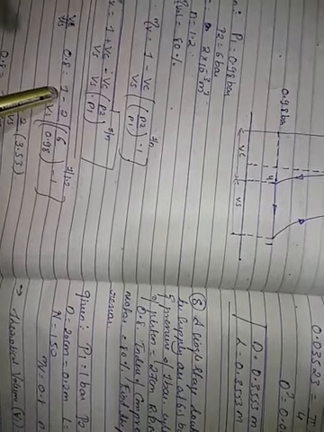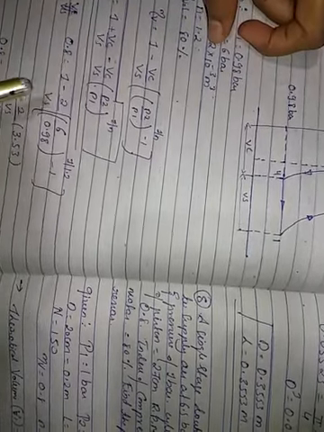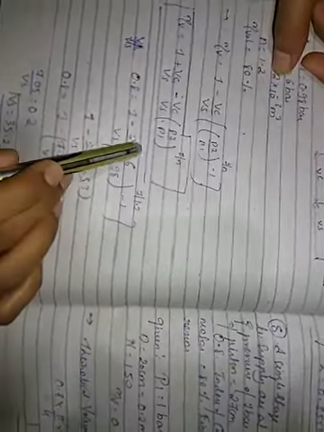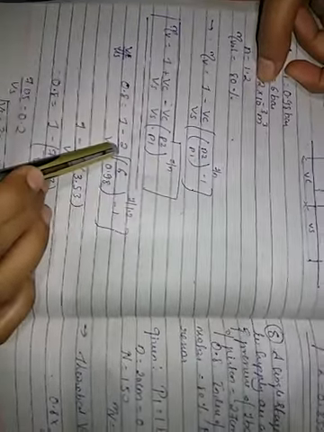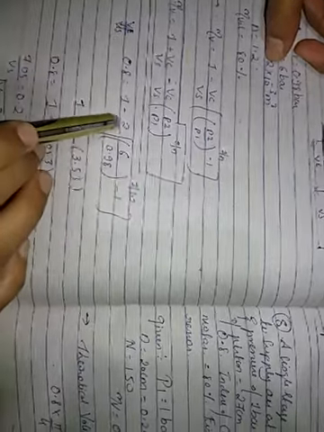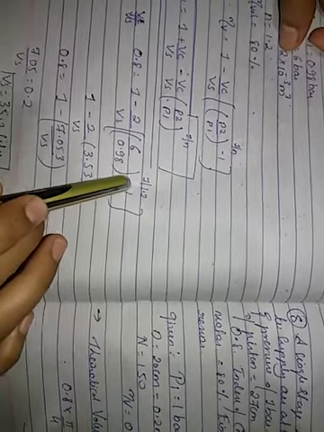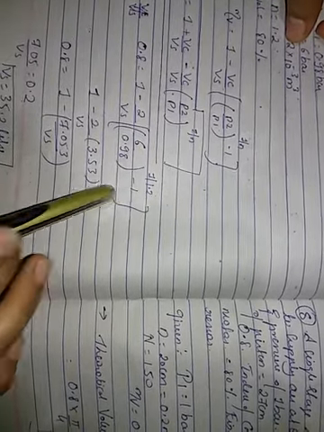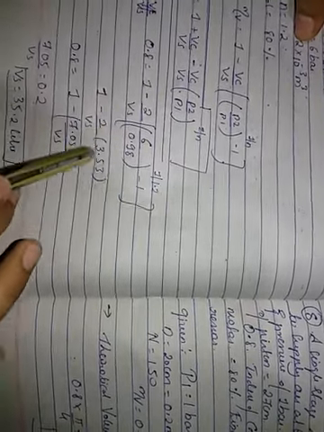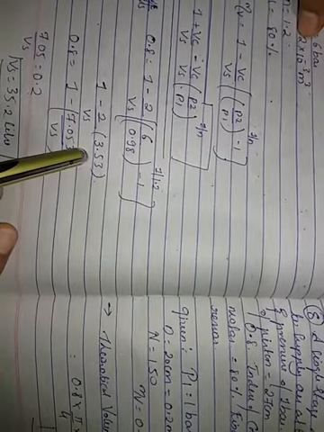1 minus Vc by Vs. Vc is given. How much is it? 2 liters. For simplification, I'll keep the value of Vc as 2 liters only. 2 upon Vs, what is P2? 6 bars, P1 0.98 bar, raised to 1 upon n, 1 minus 1 upon 1.2, minus 1. After substituting, this bracket value comes to be 3.53.